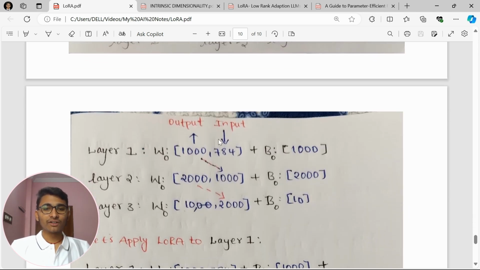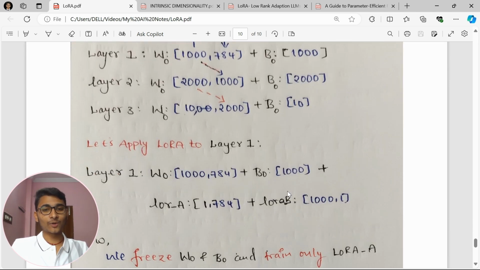In layer 1 we have 784 inputs, 1000 outputs. 1000 biases will be there, for each neuron one bias. See, layer 2, these many weights and biases, and these many weights and biases. I hope you understood, guys. That is how I created W naught. Now let's apply LoRA to layer 1.